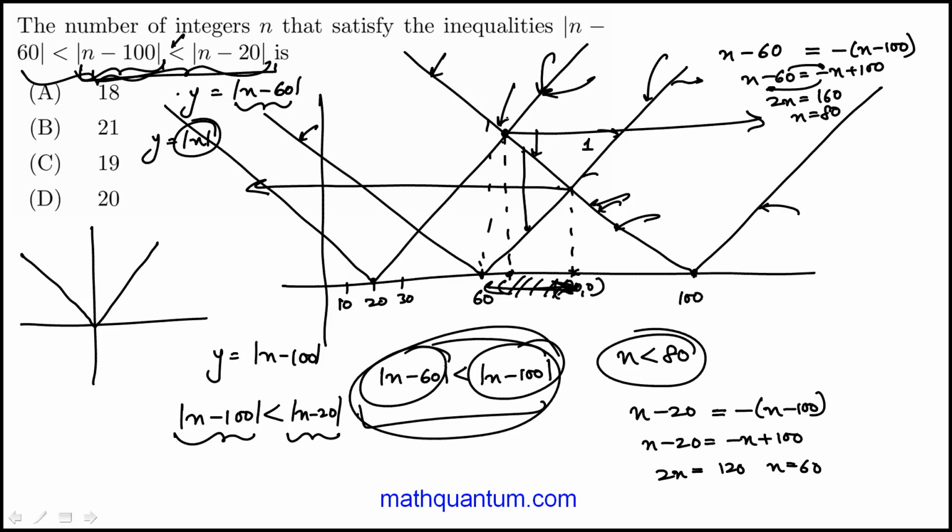And I just need to count the integers between 60 and 80, excluding 60 and 80. So we just have 61, 62, 63, all the way to 79. This is going to be 79 minus 61 plus 1. That would be 19 such integers. So the answer is C.